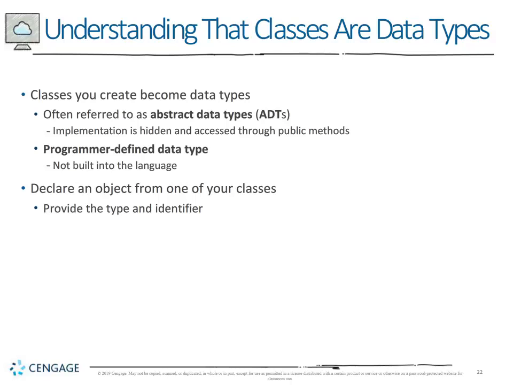The classes that you create become data types. Programmers sometimes refer to classes as abstract data types, or ADTs. An abstract data type is a type whose implementation is hidden and accessed through its public methods. A class that you create also can be called a program-defined data type. In other words, it is a type that is not built into the language. A class is a composite type, that is, a class is composed from smaller parts.